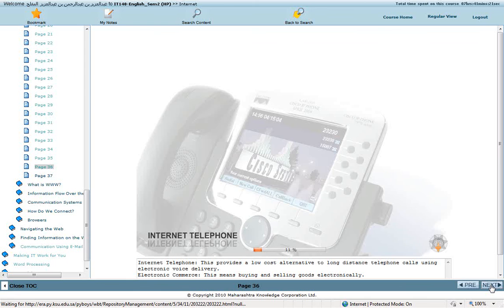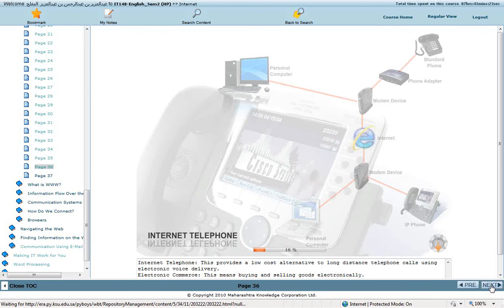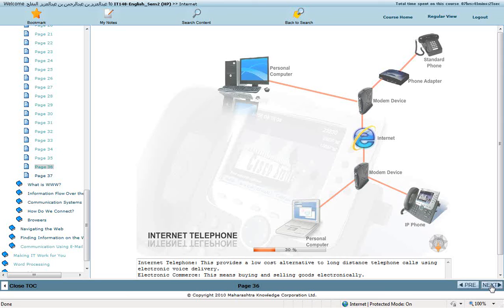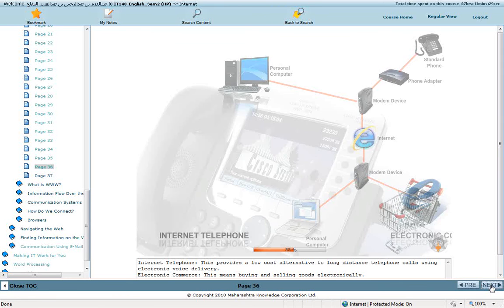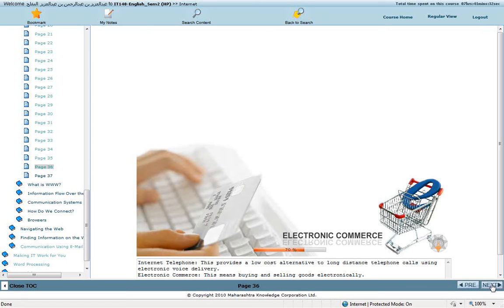Internet telephone. This provides a low-cost alternative to long-distance telephone calls using electronic voice delivery. Electronic commerce. This means buying and selling goods electronically.